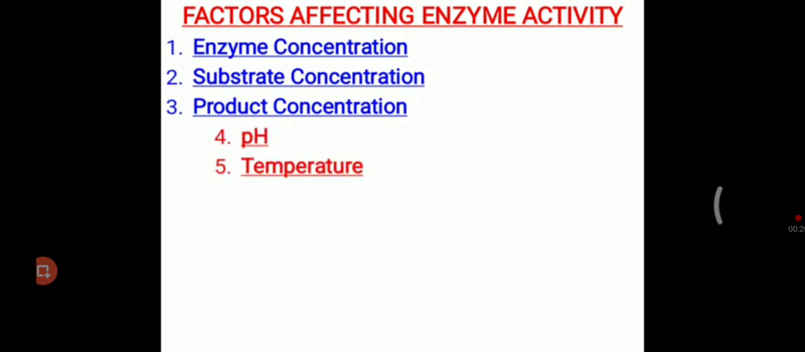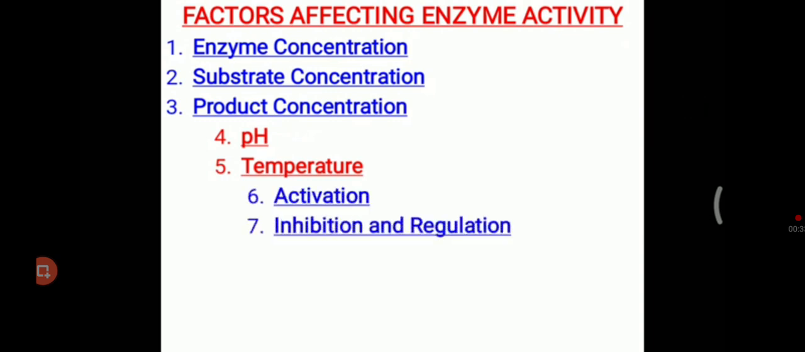Next, that is pH and temperature. Both are important physical factors: the pH of the surrounding tissue where the enzyme is working, and the temperature of the surrounding tissue, which also affect enzyme activity. Next, that is activation and inhibition as well as regulation of this enzyme. Many inhibitor molecules or activator molecules will be present in the surrounding tissue, and that can also affect enzyme activity.